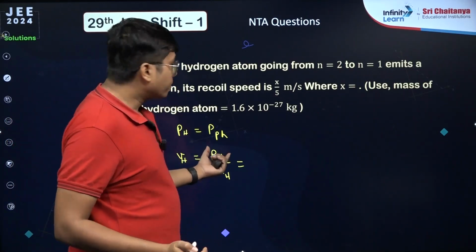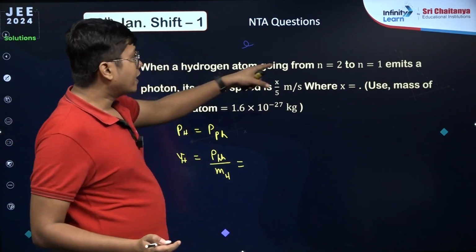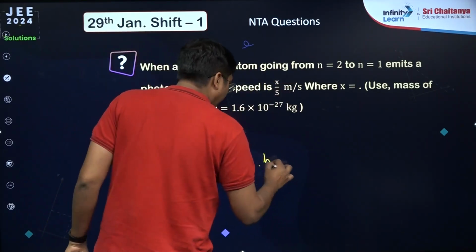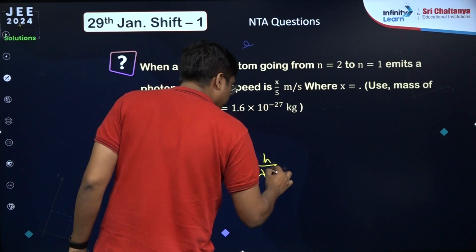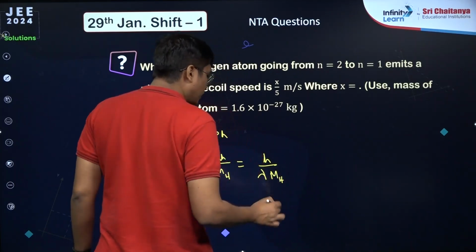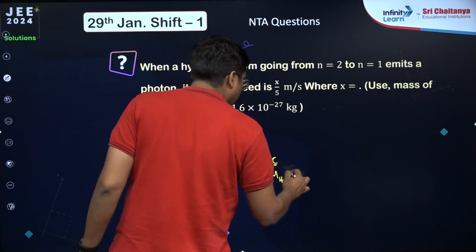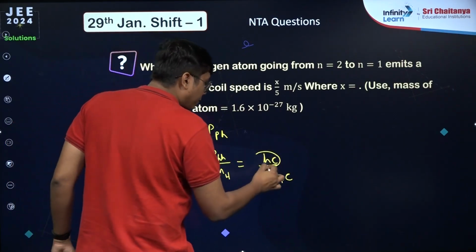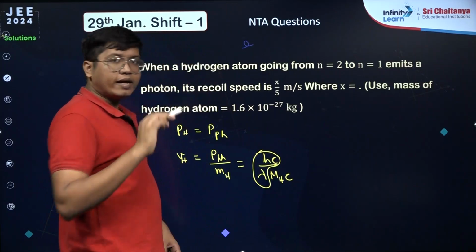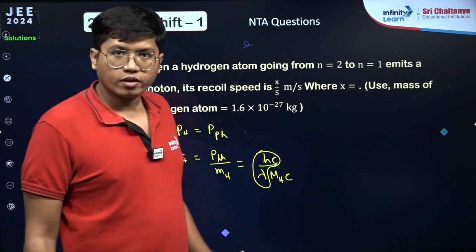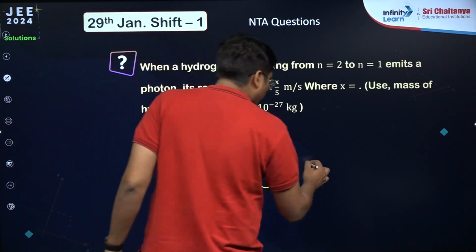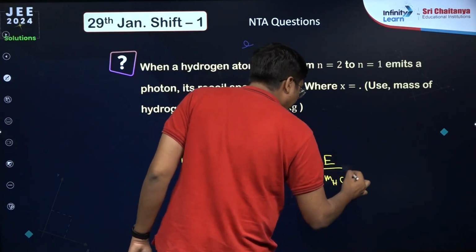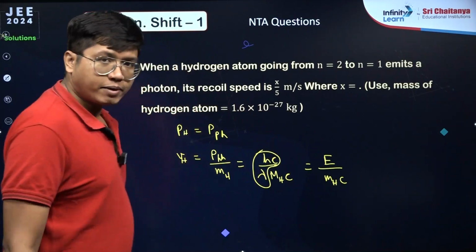How do you get to the momentum of the photon? You can get that from the energy. The momentum of the photon I write as h by lambda by de Broglie, divided by mass of hydrogen. Multiply a c in the numerator and the denominator. Then hc by lambda would refer to the energy of the emitted photon. It would be E by mH into c. How do you get the energy of the emitted photon?